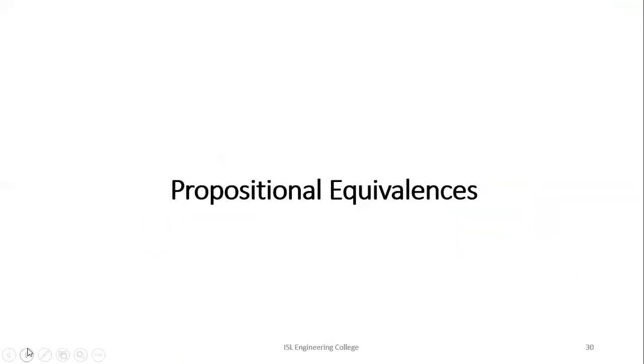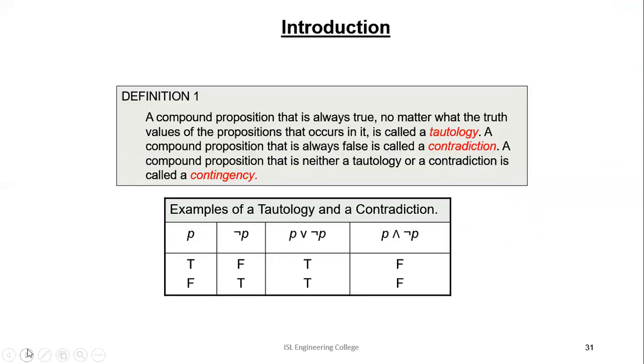Now, the next topic is propositional equivalences. We first have to understand three terms for propositional equivalences. When a compound proposition is always true, no matter what the truth values of the propositions that occur in it, then it is called a tautology. So whenever the value is always true, it is called a tautology. Whenever the last column of our proposition has all values true, then it is a tautology. Similarly, if it is always false, it will be a contradiction.